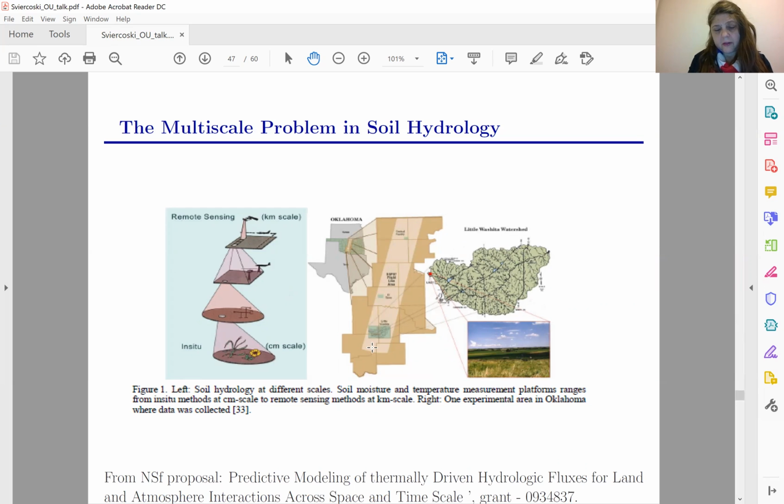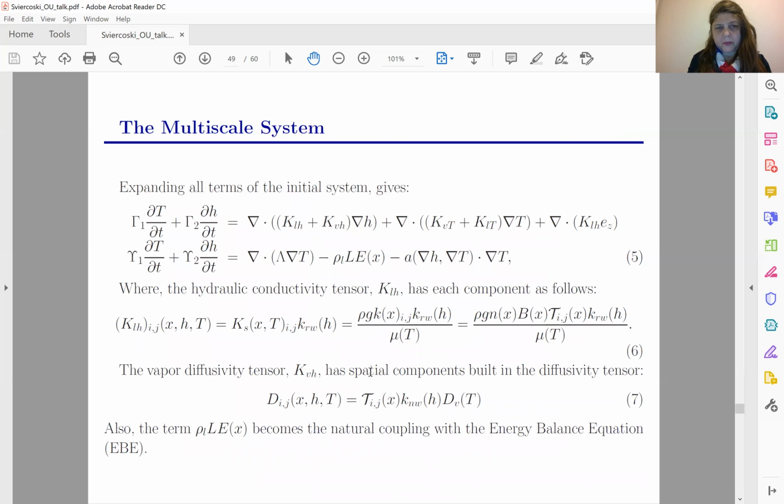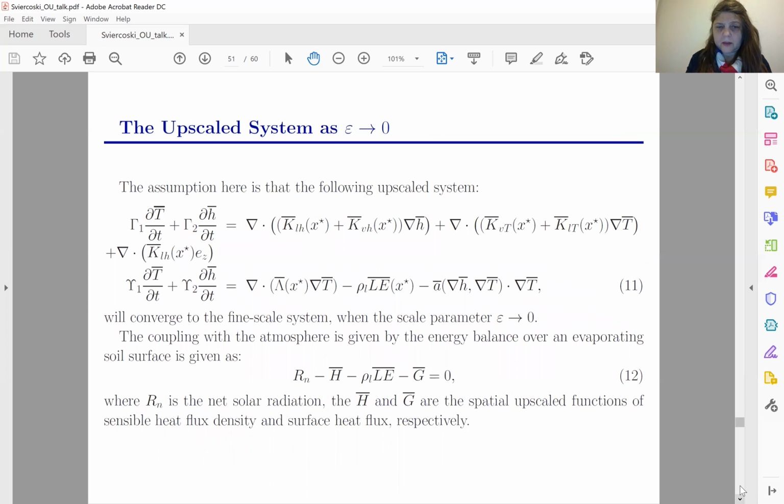So we have worked out the mathematical setup and the system of heat and temperature, and I will just pass over it here. This is heat and water pressure, the coupling, but mainly how to describe the heterogeneity and the upscaling of this heterogeneity. And this is the energy balance equation for an evaporating soil surface.